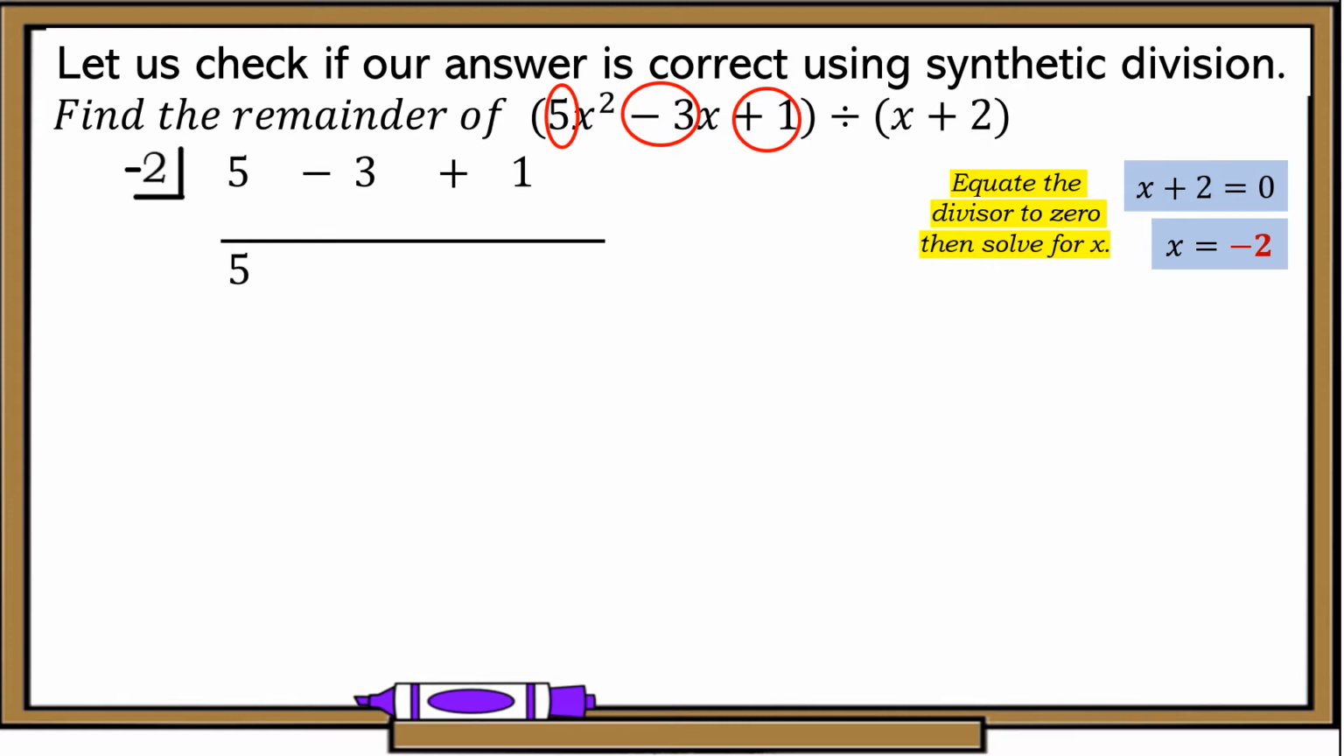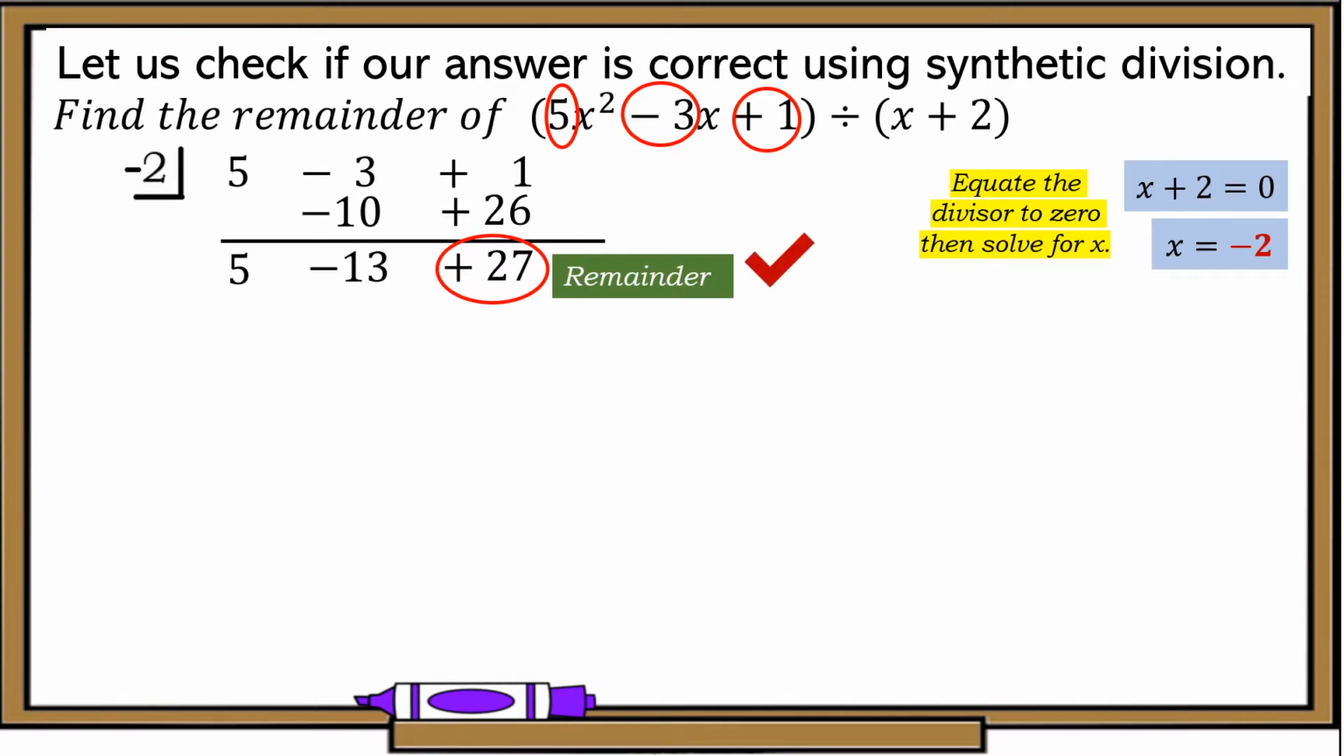Then bring down 5. 5 times negative 2 is negative 10. Combine negative 3 and negative 10, we get negative 13. Negative 13 times negative 2 is positive 26. Then positive 1 plus positive 26 is positive 27. This positive 27 is the answer we got earlier. So the positive 27 is the remainder. Therefore, our answer earlier is checked and correct.